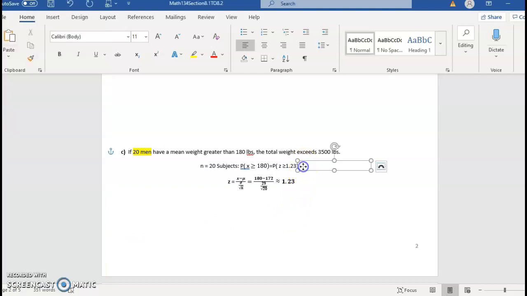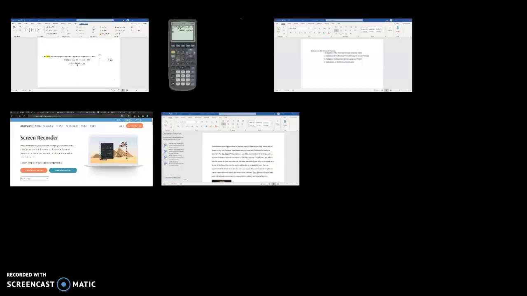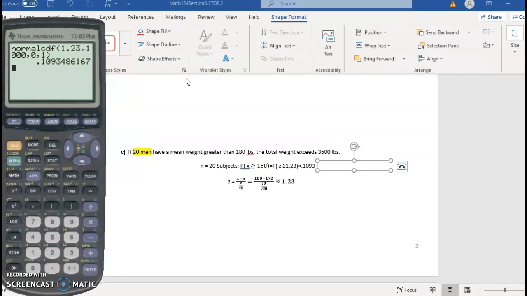For this particular scenario, I'm getting 0.1093. Let me show the calculator again. So we're getting 0.1093, which is the probability that 20 subjects have a mean greater than 180 pounds. Now, this portion that we did here, which is changing the actual x value into a z-score, is not necessary, and they're not actually asking for that in the problem.